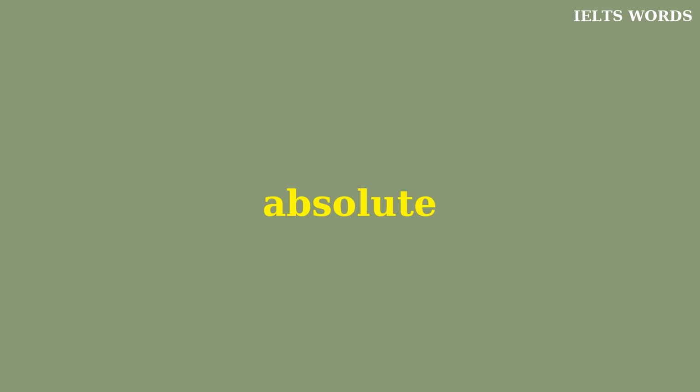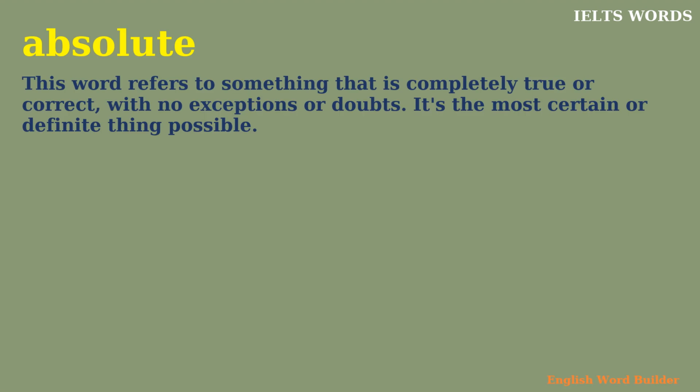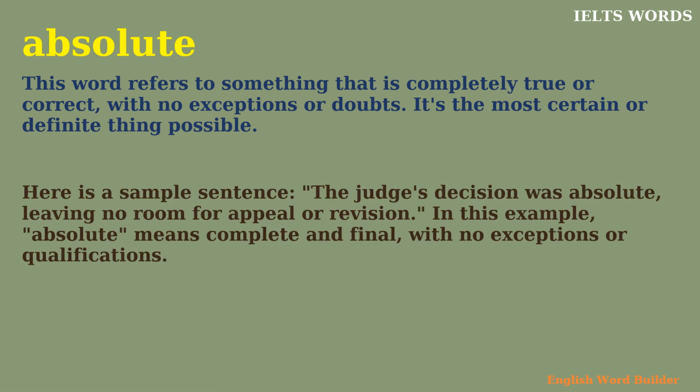Absolute. This word refers to something that is completely true or correct, with no exceptions or doubts. It's the most certain or definite thing possible. Here's a sample sentence. The judge's decision was absolute, leaving no room for appeal or revision. In this example, absolute means complete and final, with no exceptions or qualifications.